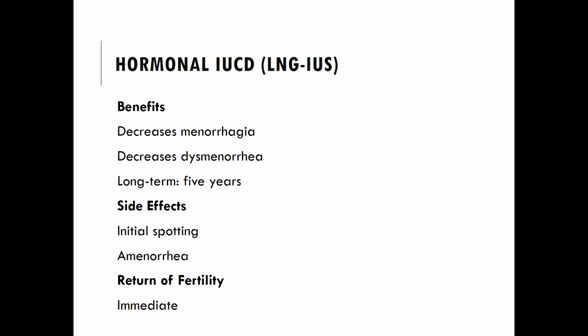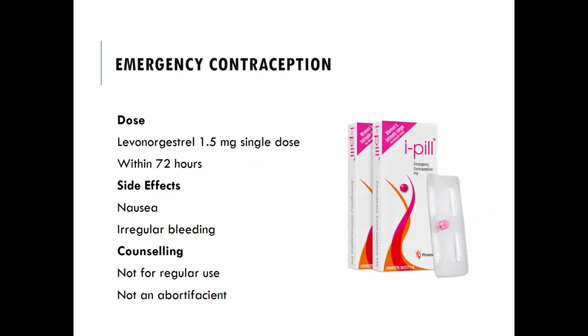Then there is the hormonal IUCD, which includes levonorgestrel and comes with the name of Mirena. Mirena has the benefits of decreasing menorrhagia and dysmenorrhea, and a long-term effect is provided till 5 years. Side effects include initial spotting, amenorrhea, and the fertility returns immediately.